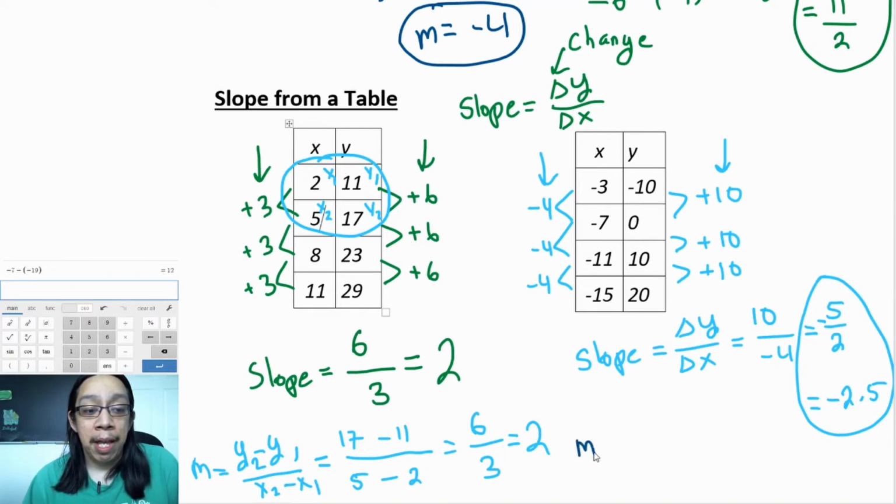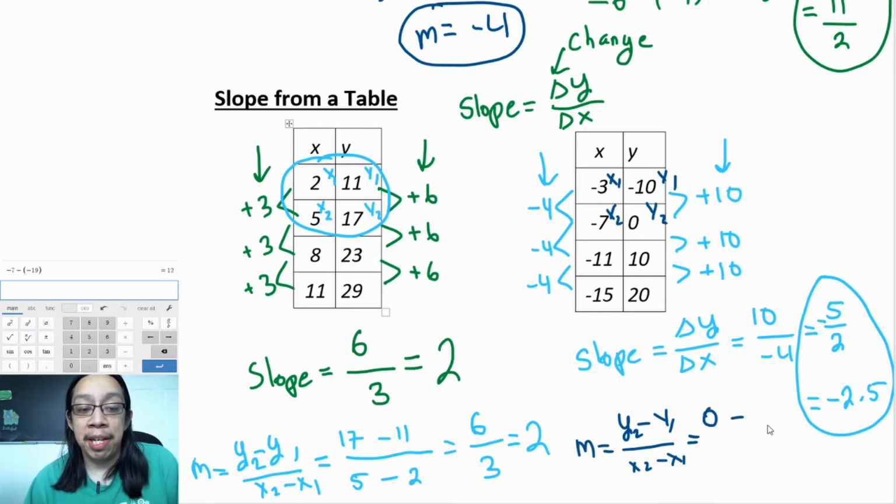Slope formula, m. Let's label here x1, y1, x2, y2. Now m, the slope, equals y2 minus y1 divided by x2 minus x1. So what's our y2? y2 is 0 minus what's y1? It's negative 10, divided by what's x2? It's negative 7, minus what's x1? Negative 3. So from here, 0 minus negative 10 is positive 10. Negative 7 minus negative 3 will get you a negative 4.